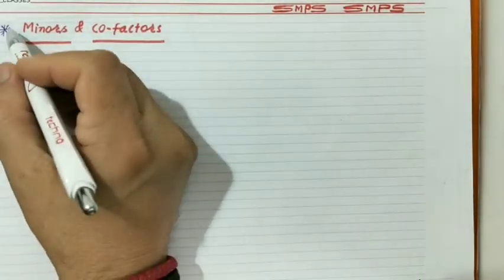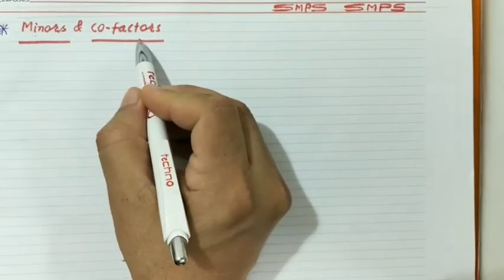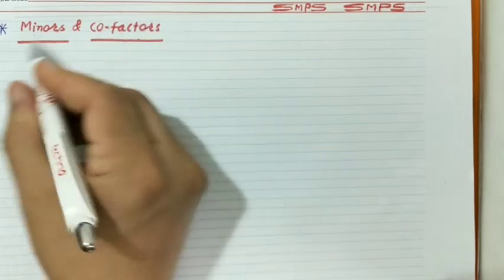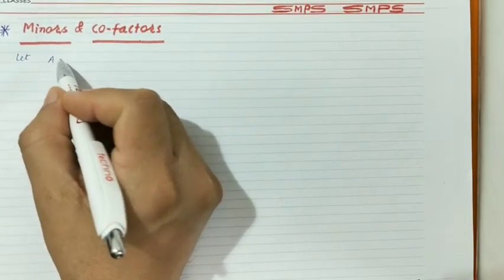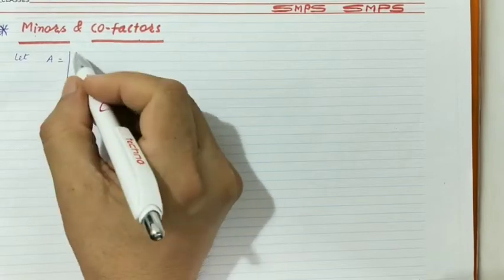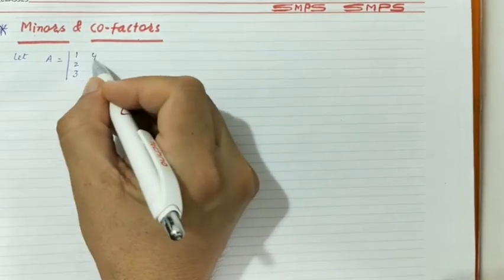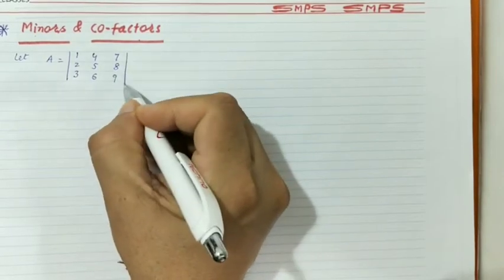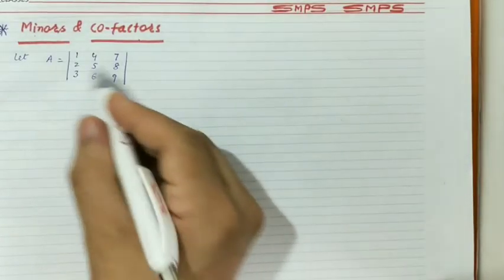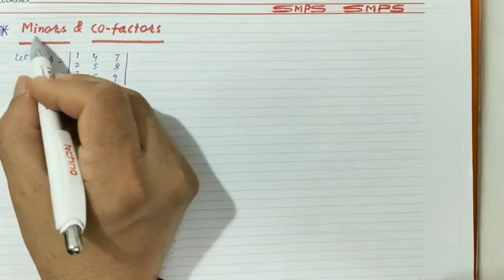Hello students, today we will discuss minors and cofactors, which is a very important topic in determinants. Let this determinant or matrix be 1 2 3 4 5 6 7 8 9. So first of all, we discuss the minors.